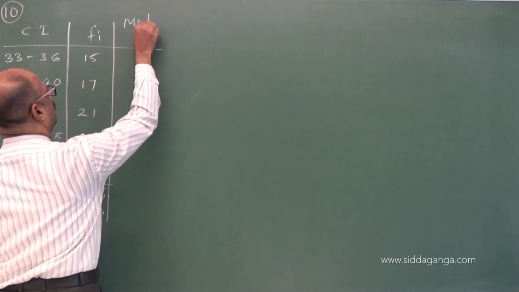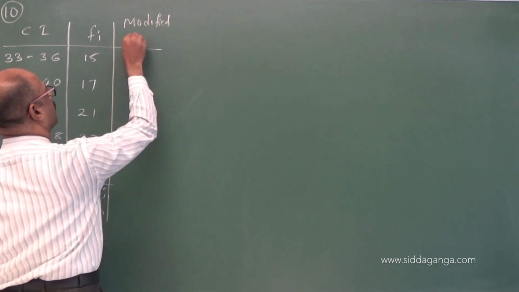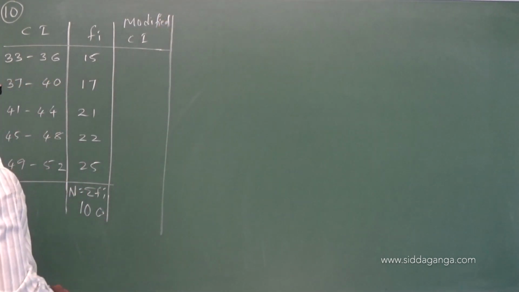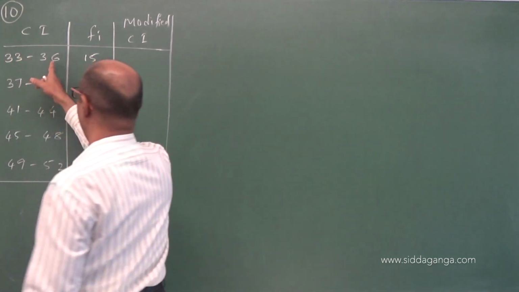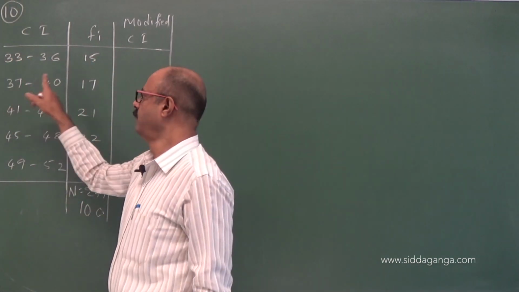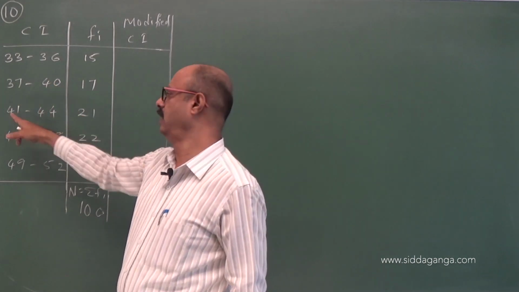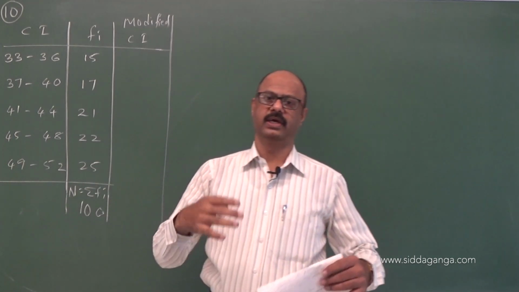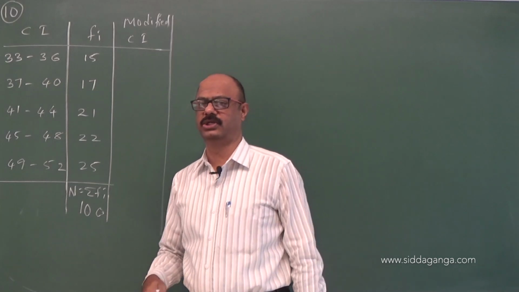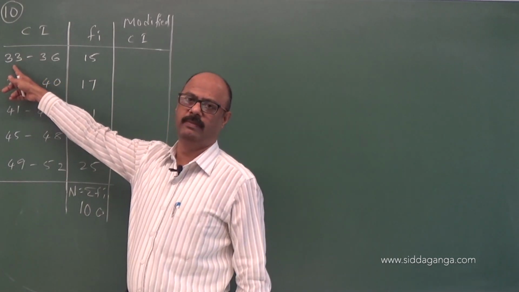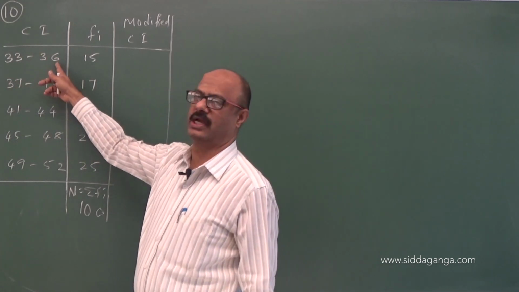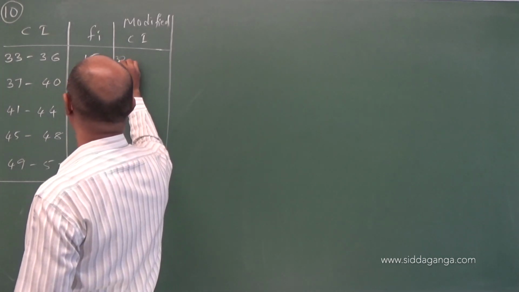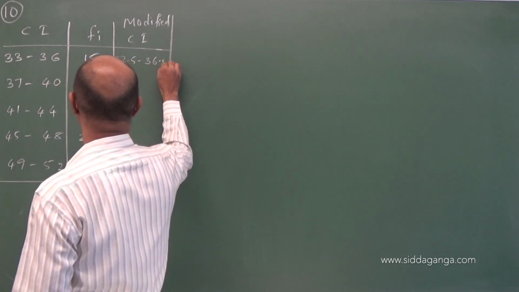You can call this a modified class interval, Ci, or the new class interval. If you observe this one, here we find 36 and here we find 37. If you find 40, the number should start from 40. If it is 44, the number should start from 44. Otherwise, you should modify the class interval. How to modify the class interval? The first number, you subtract 0.5, and for the second number, you add 0.5. So, you will get 32.5 and this is 36.5.